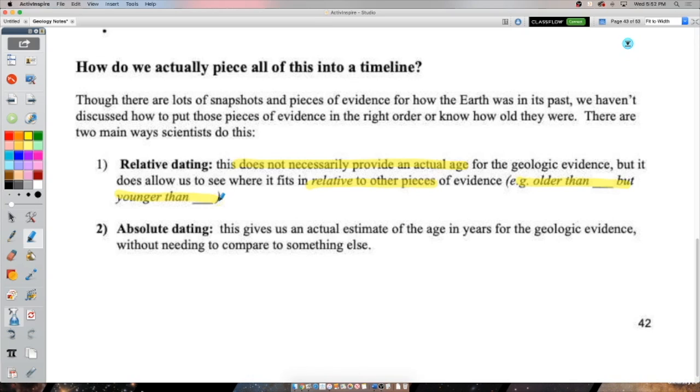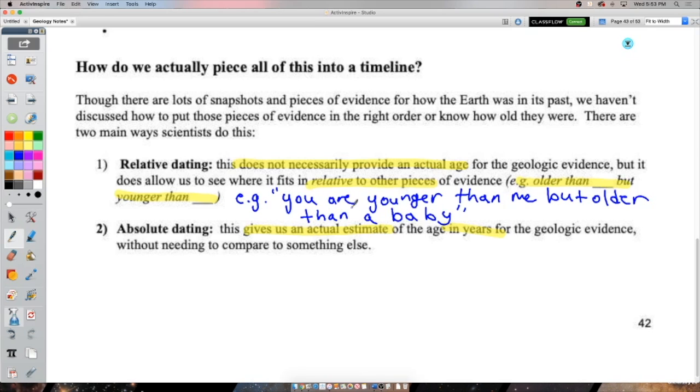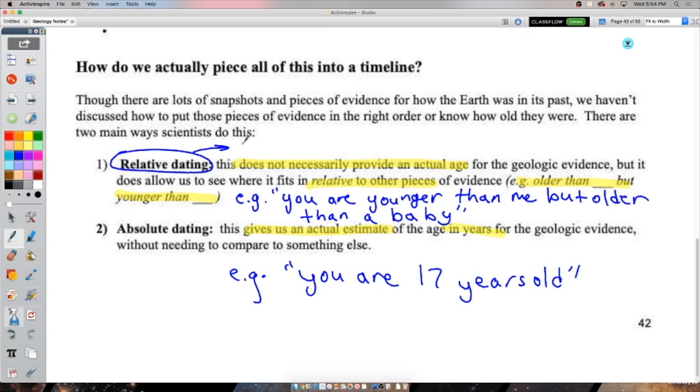If I said you were 17 years old, that gives an actual estimate. That would be absolute dating. We'll do that in the next topic, but absolute dating gives us an actual estimate of the age in years. For relative dating, the one we're doing today, you need to compare to something else. It's how old this evidence is relative to something else. So it's where it fits in. It's not necessarily how old it actually is.